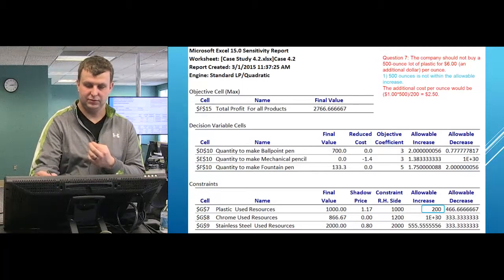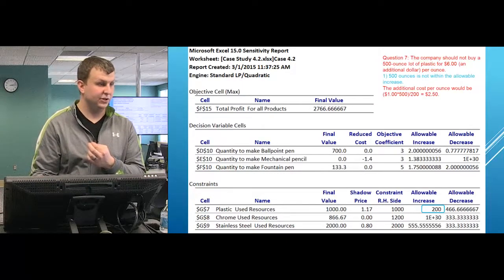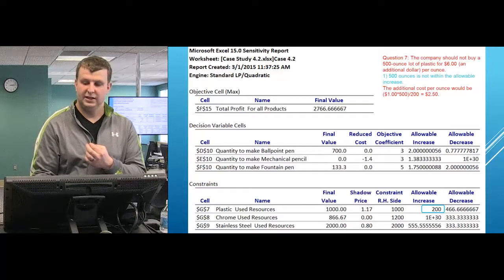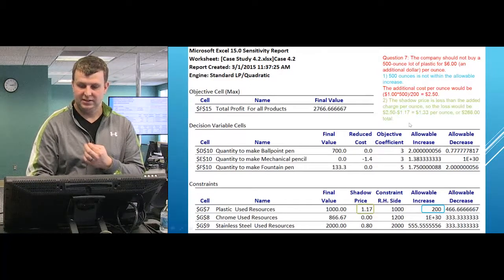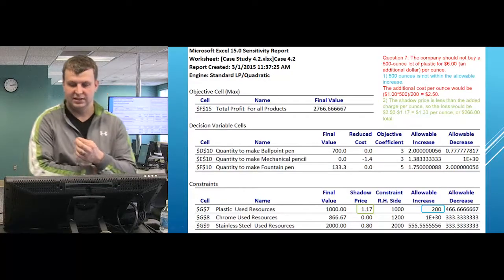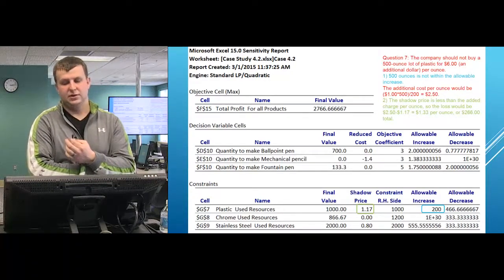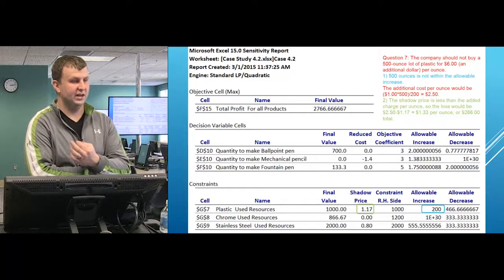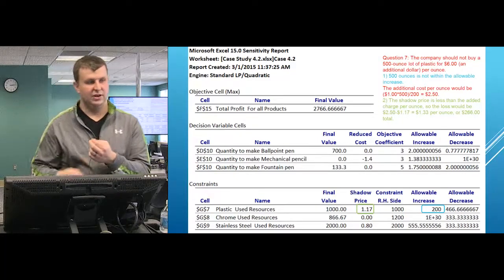So the additional cost will be basically we have to buy the whole chunk, but we can only make another 200. So it'll be like we're adding a lot more per item. So what that means is that using the shadow price from what we can see here, we'll end up with a $266 reduction in the price if we did that.